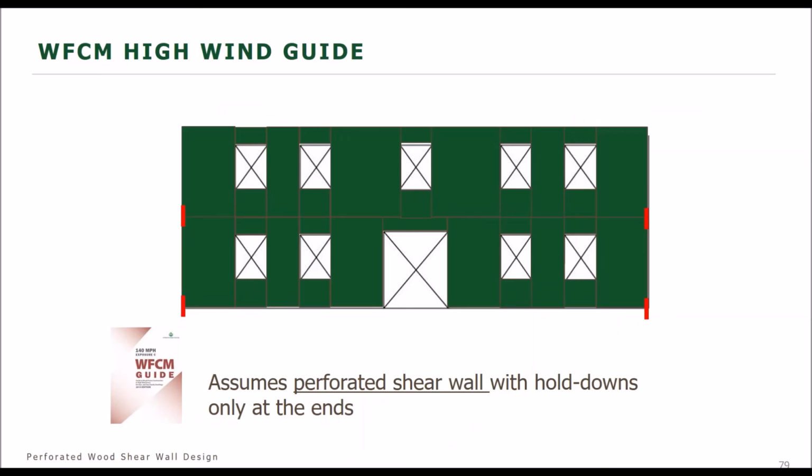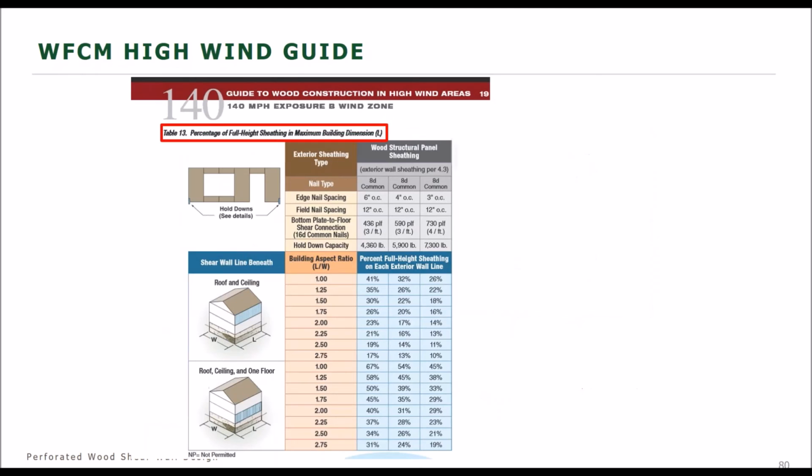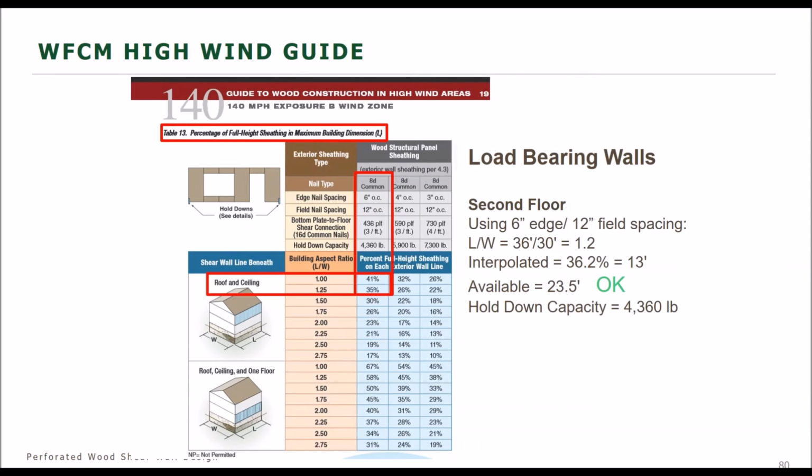Now this document, as I alluded to, assumes that we have a fully sheathed wall, so it is a perforated shear wall, and we only have hold downs at the ends as is required in a perforated shear wall design. Going into Table 13, this is designing the shear wall for the long dimension of the building, the 36-foot long wall. We're going to first design the second and the first floor walls because it's so quick using these that I have time to go through everything.